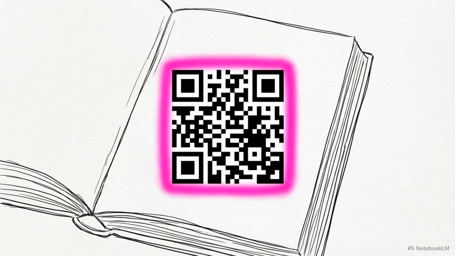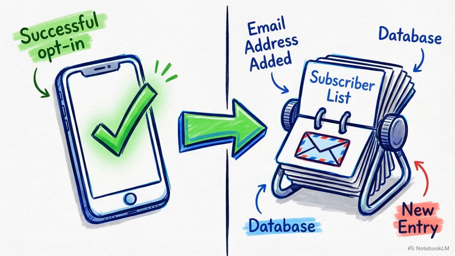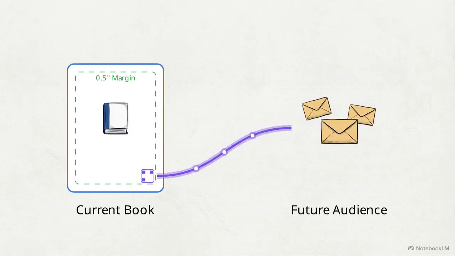At the very end of your manuscript, insert a page featuring a large, clear QR code offering a bonus. We call this the bridge. When readers scan that code to claim their bonus, they join your email list. This captures their contact information and turns one-time buyers into subscribers. Proper margins ensure your current book prints correctly, while the email bridge guarantees you have an audience ready to buy your next release.